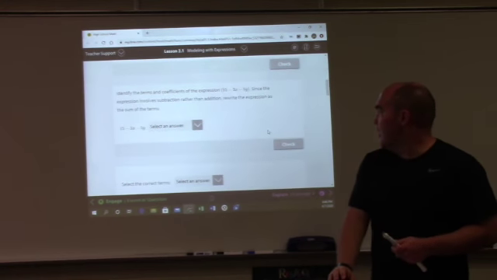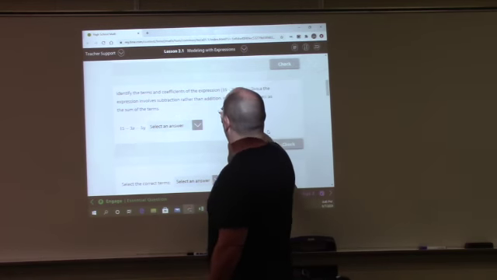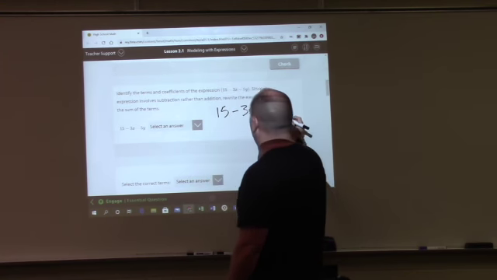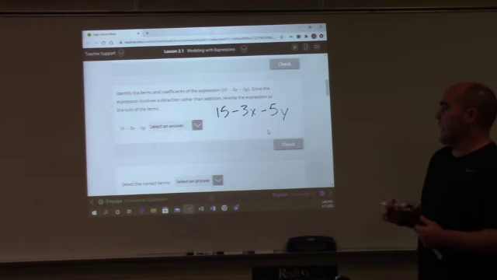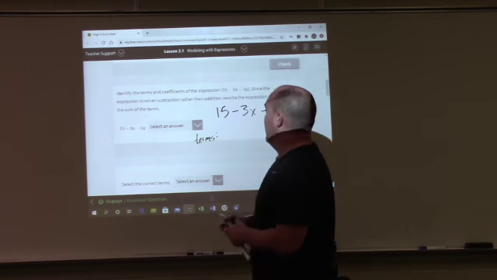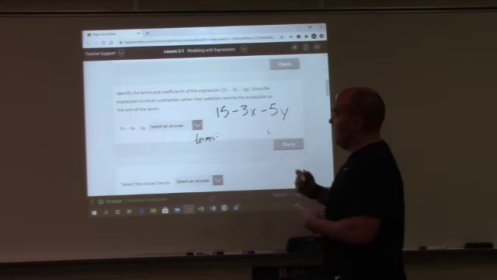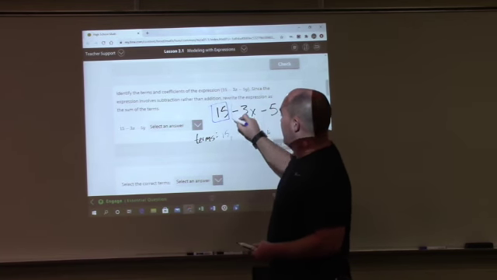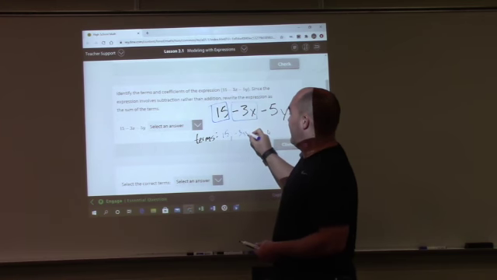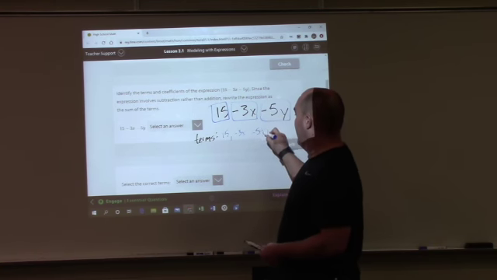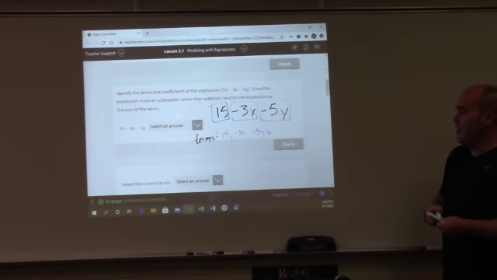Alright, another example, we have 15 minus 3x minus 5y. Once again, if they ask you for the terms, you're basically just boxing everything up. So the first term is 15, the second term is a negative 3x, because that's minus, and the last term is a negative 5y. Each little part there is a term.